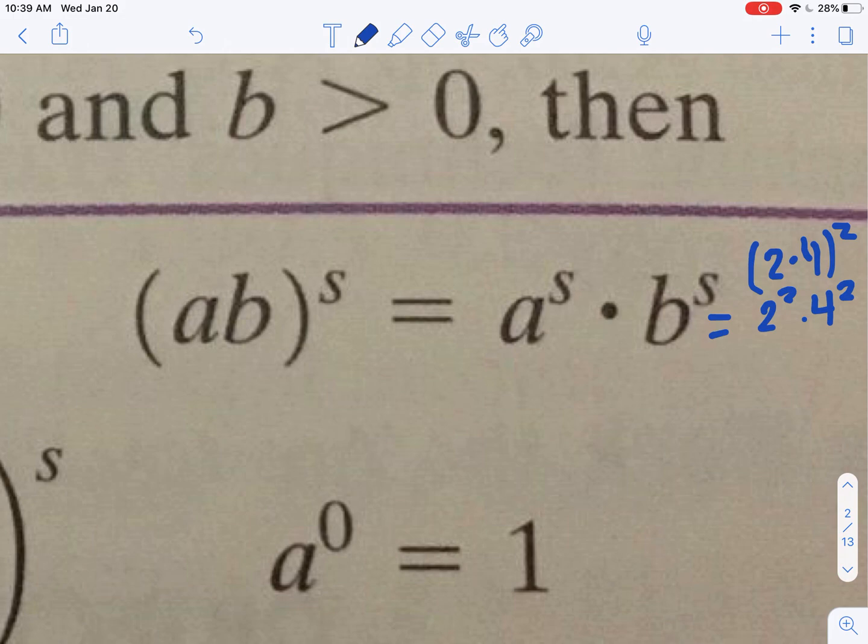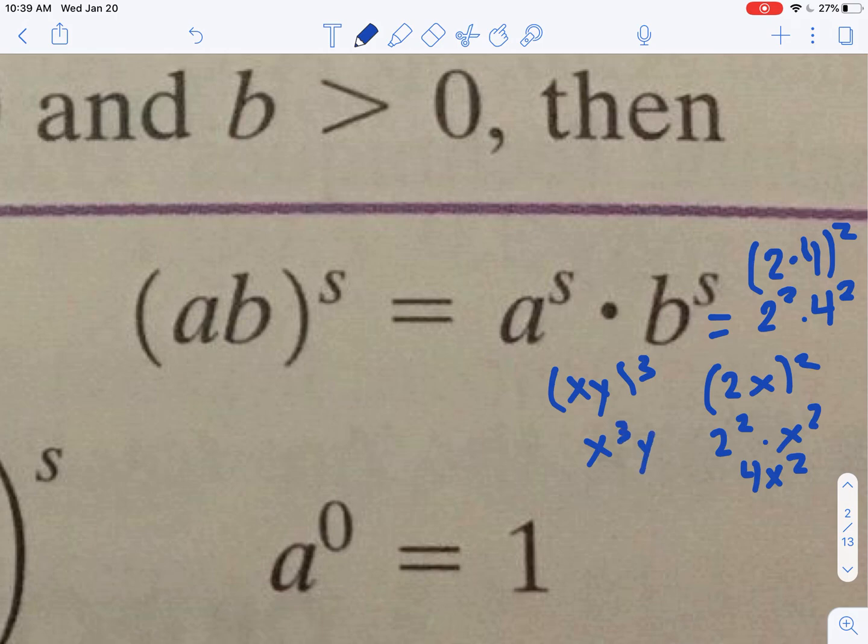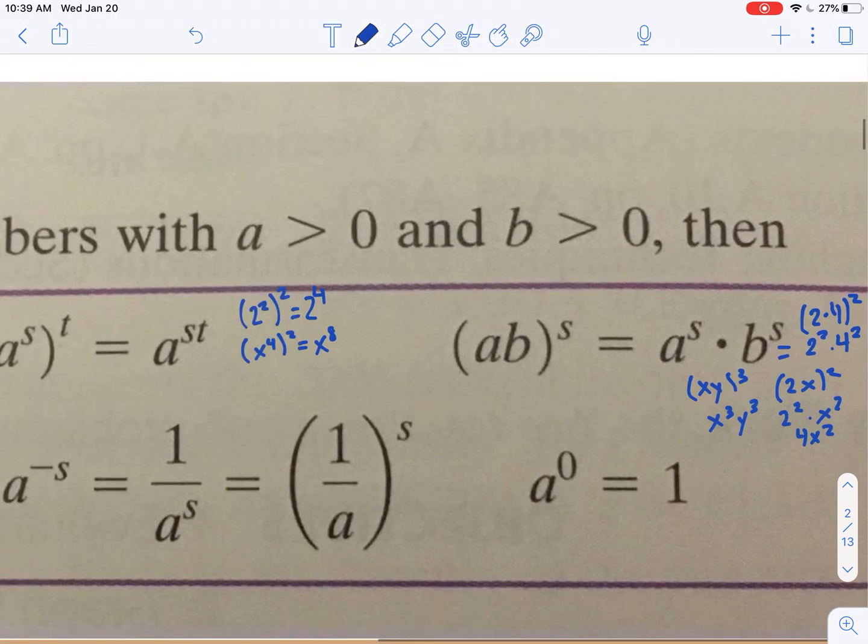This is going to do us a lot more when we're saying things like 2x squared, where I can turn this into 2 squared times x squared or 4x squared. We've done this before, we've seen this before. Or if I can say something like xy cubed, this is the same thing as x cubed times y cubed. They still work out. So if you have different bases to the same power, then you can combine them.